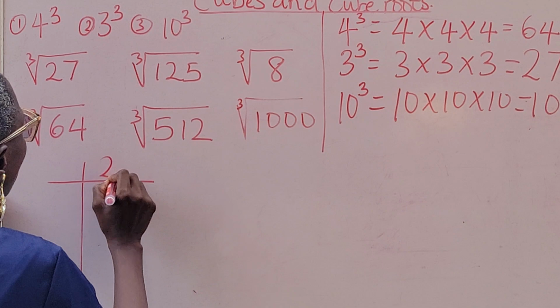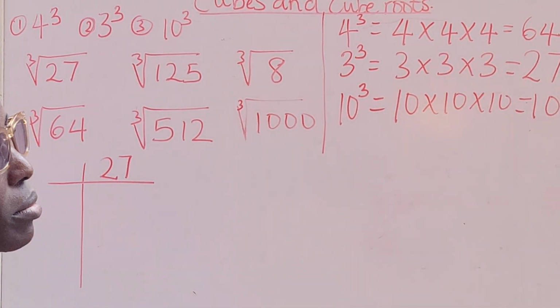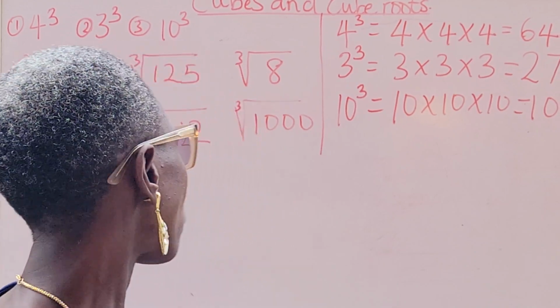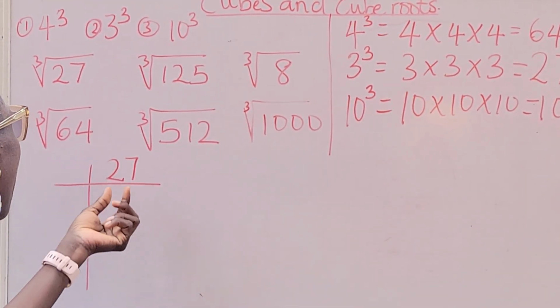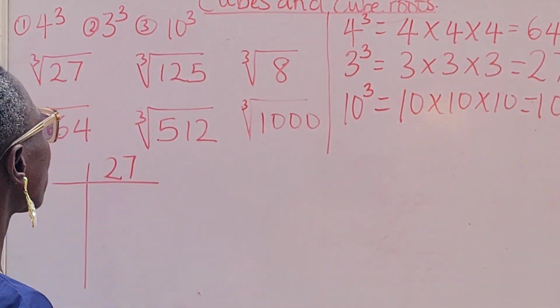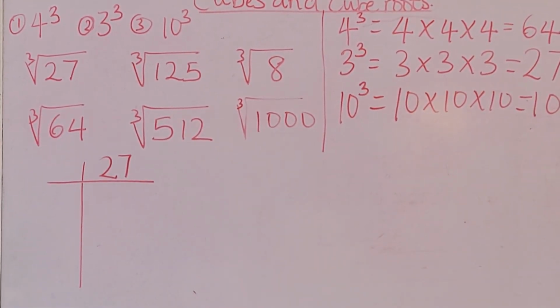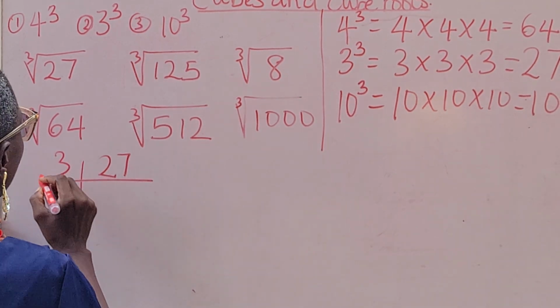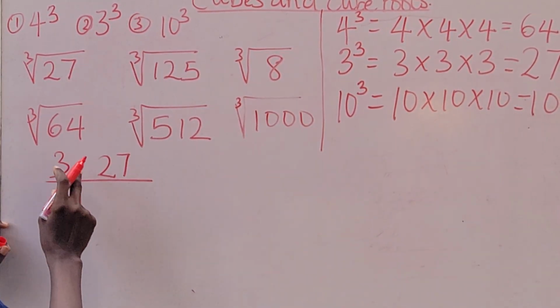Cube roots. We look for the lowest number to use in dividing 27 without a remainder. Don't forget we have 7 as an odd number. It will be wrong for us to use an even number to divide it. So I use 3, the lowest odd number that divides 27. That's why I'm using that.